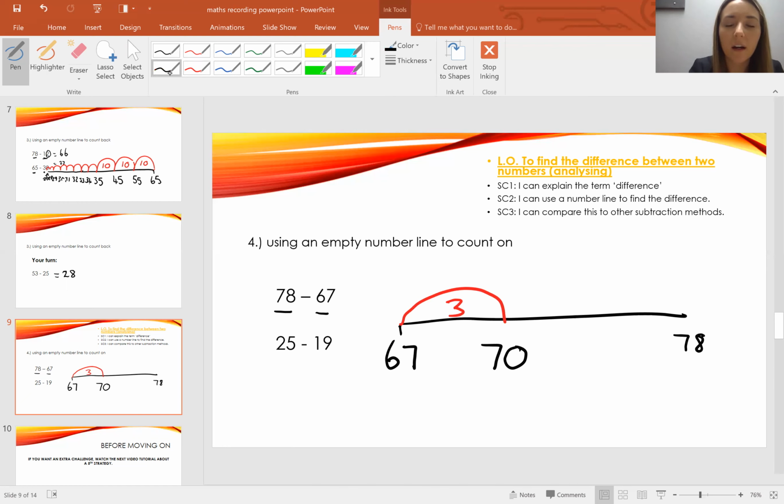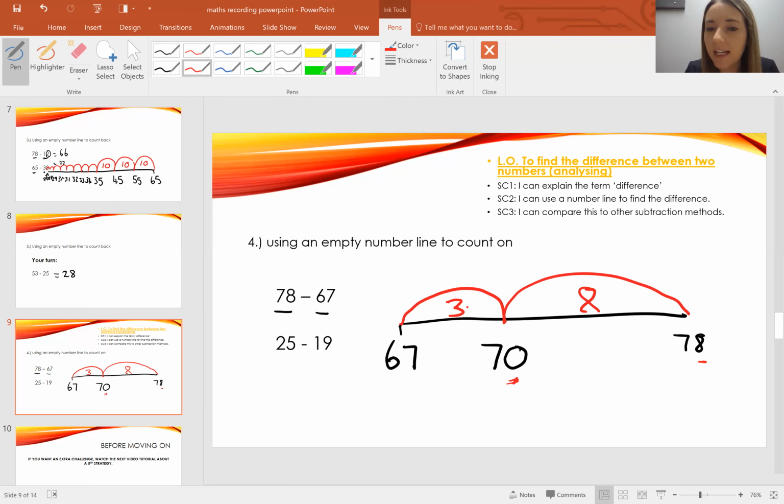And then I can think, how can I get from 70 to 78? How many numbers are between 70 and 78? What do I need to add to 70 to get to 78? Well done. You can see it's 8 because there's 8 ones that have been added. So we'll jump on 8.